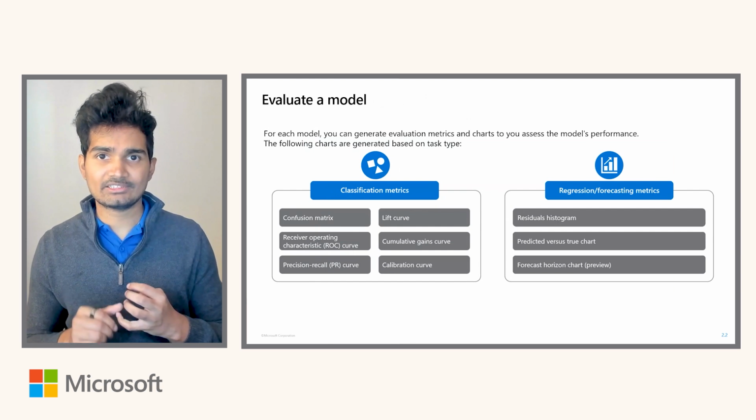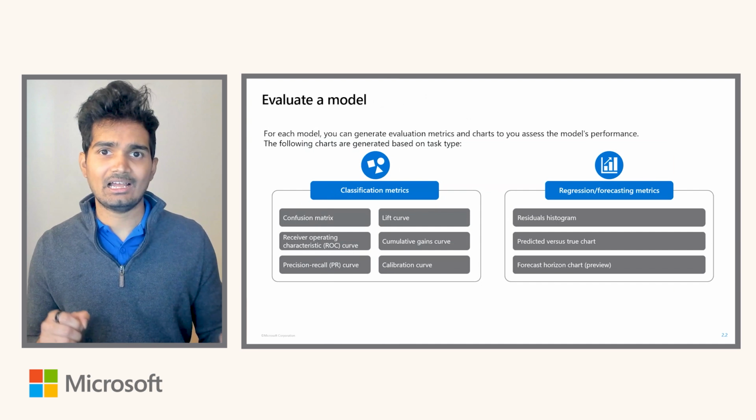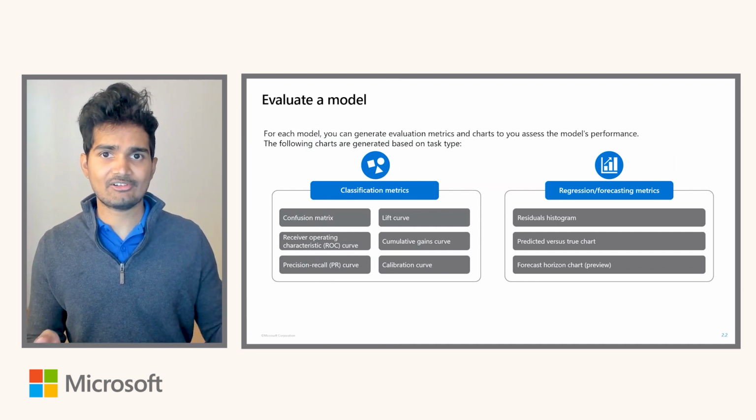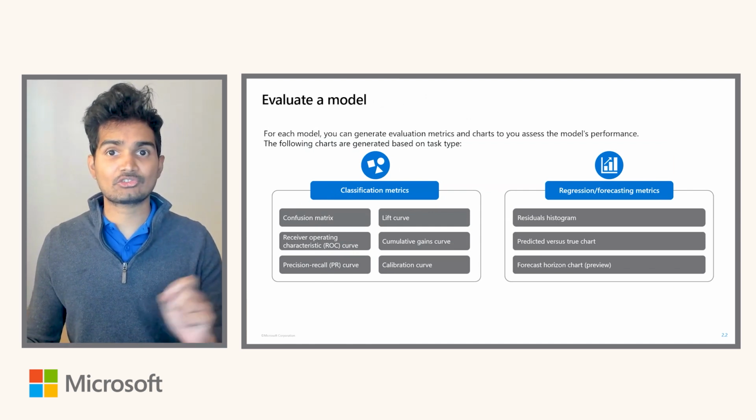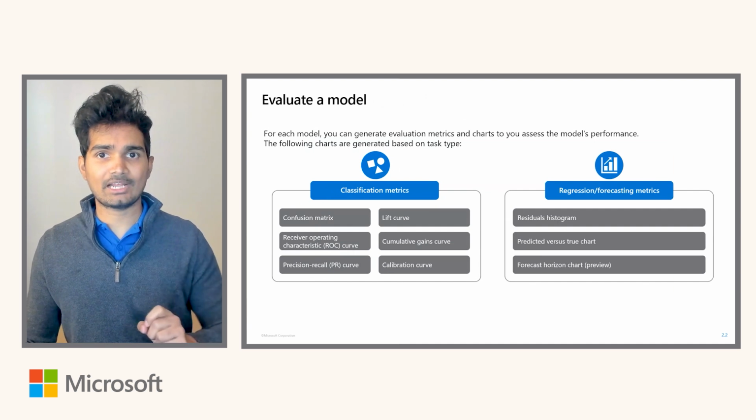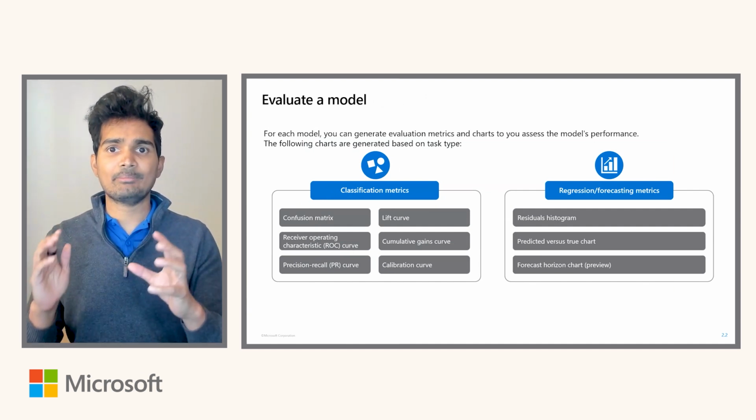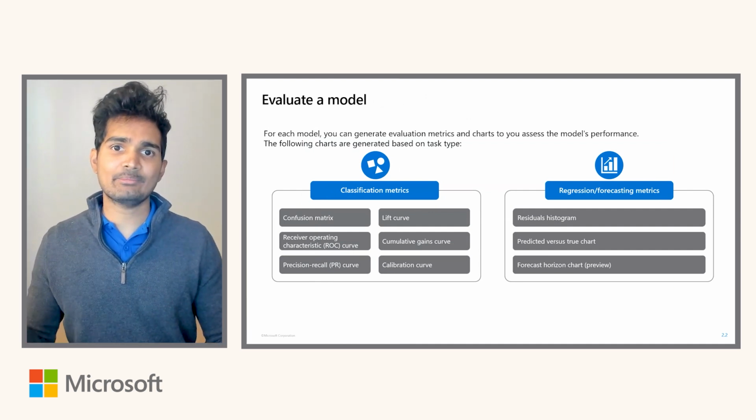Metrics like the residuals histogram, this is a residuals chart that looks at the prediction errors, the residuals, generated for regression and forecasting experiments. The predicted versus true chart for regression and forecasting experiments plots the relationship between the target feature, the true and actual values, and the model's predictions.